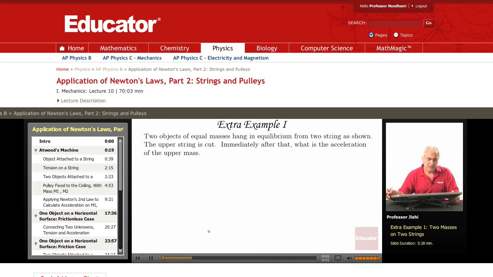I will discuss now extra example number 1. We're given two objects of equal masses hang in equilibrium from two strings as shown, which I will draw now. Here's one object of mass m, another object of mass m. That's how they hang.